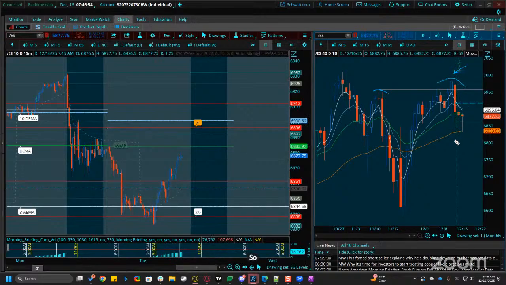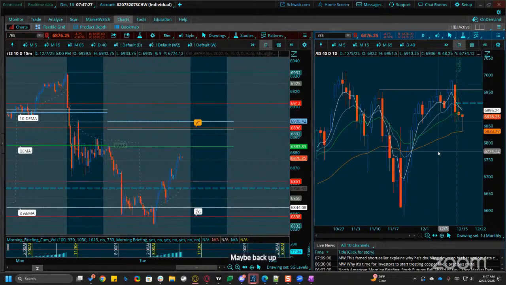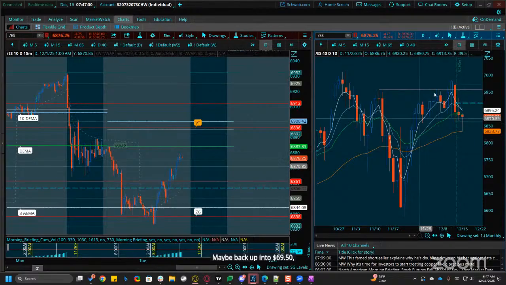Now we've managed to get above all of that, and we ended up setting that higher high. So it's possible we could be setting a higher low here. It is possible, especially because of this higher high, but looking a little janky. That's sketchy for sure. So don't be surprised if we get a rally today and we get some face ripper to the upside, maybe back up into 69.50, 69.75, something like that.